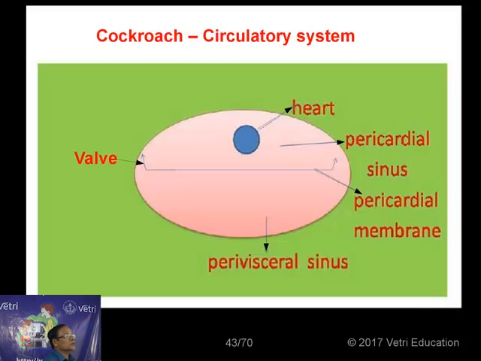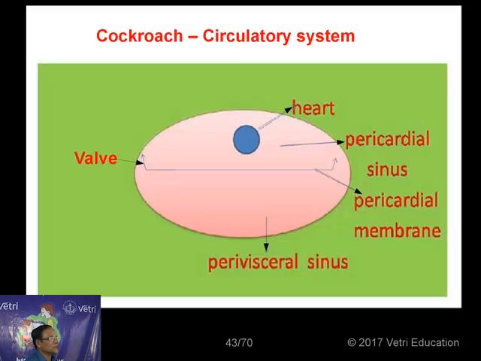The circulation is always kept in only one direction. The blood moves from the perivisceral sinus into the pericardial sinus through the valvular openings, and from the pericardial sinus to the heart. From the heart the blood reaches the anterior part, a small blood vessel, the aorta, which ends blindly in the head, and from where the blood is once again returning to the perivisceral sinus.